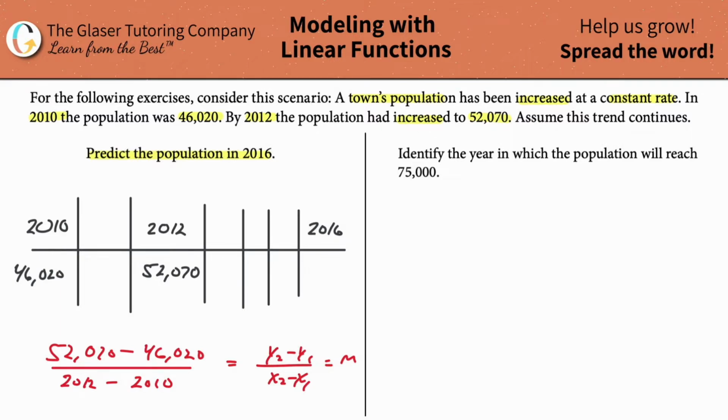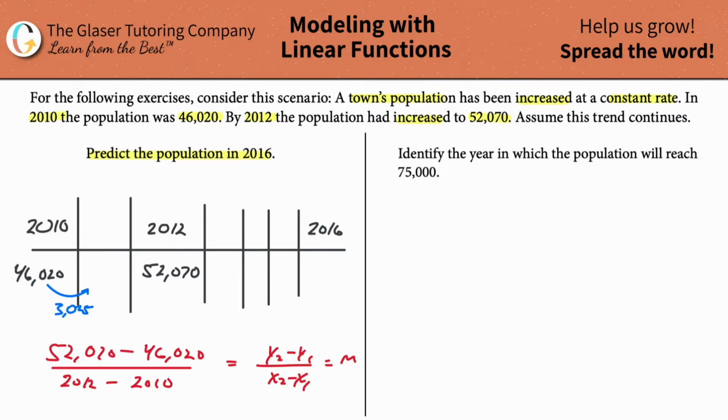So let's do it. 52,070 minus 46,020. Then divide that by 2. So 3,025. It seems that the population every single year is increasing by a value of 3,025.